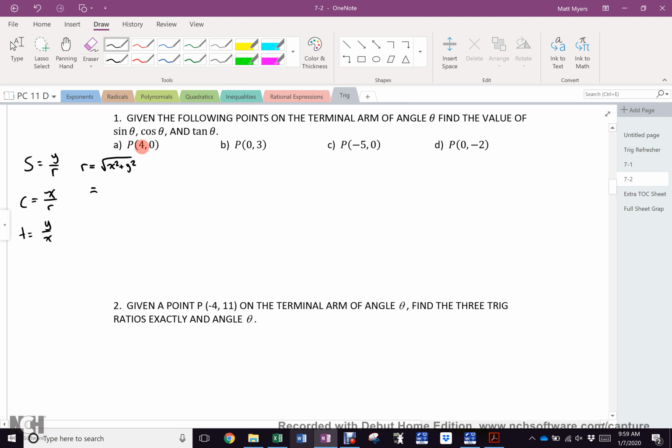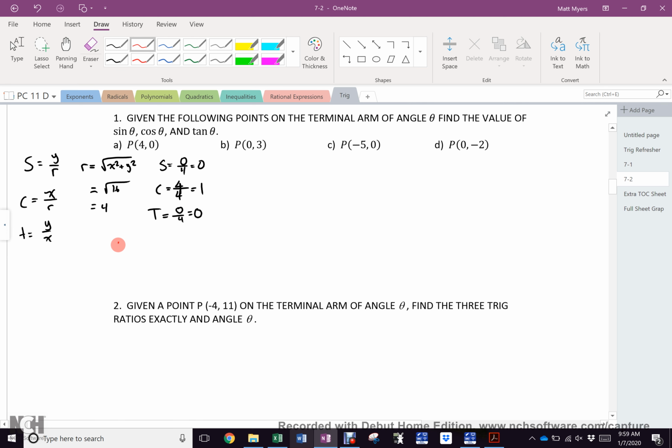So what is r in this case? Square root of 16 plus 0, yes? Which is what? So r equals 4. Now we can do this easily. What is the sine of this angle? Sine equals 0 over 4, which equals 0, yes? What's the cos? 1, because it's 4 over 4, which equals 1. And what's the tan? 0 over 4, which is 0, yes?